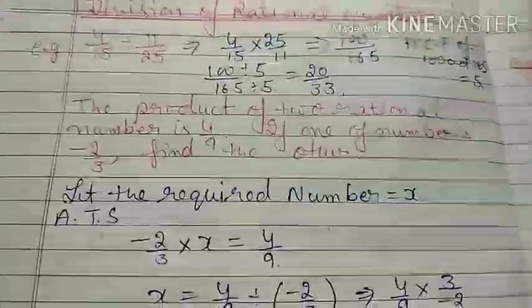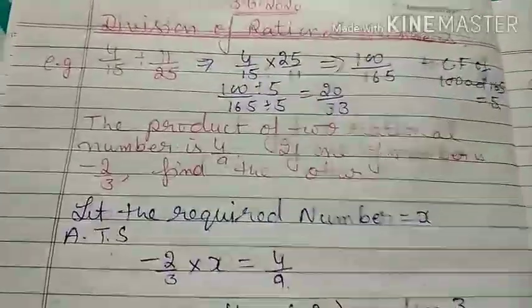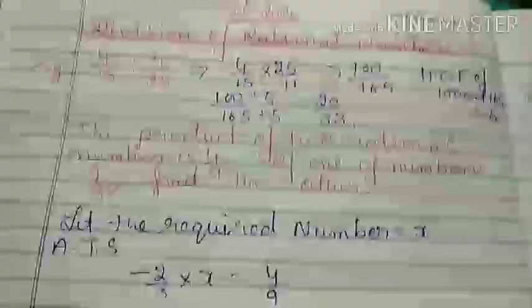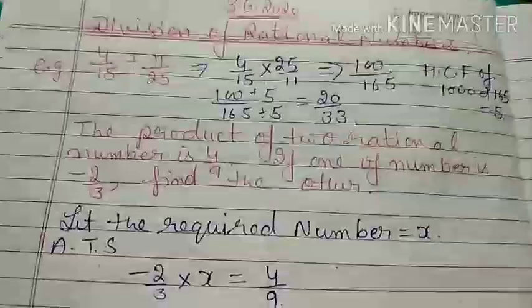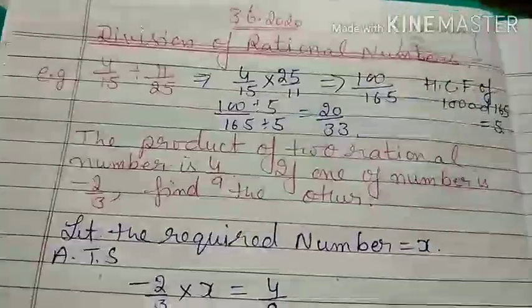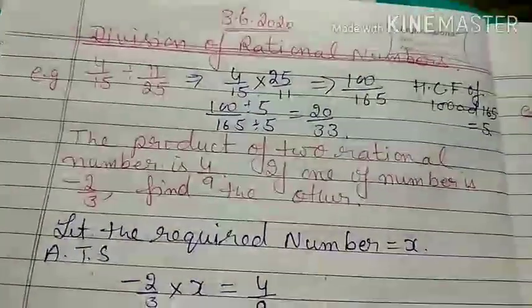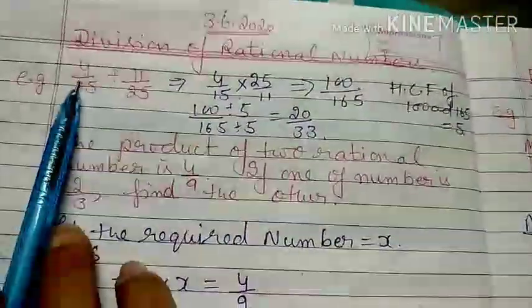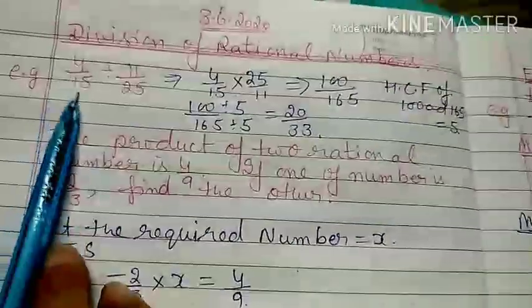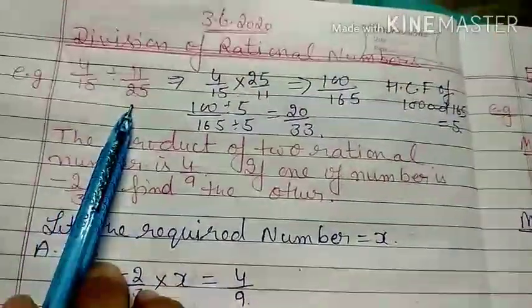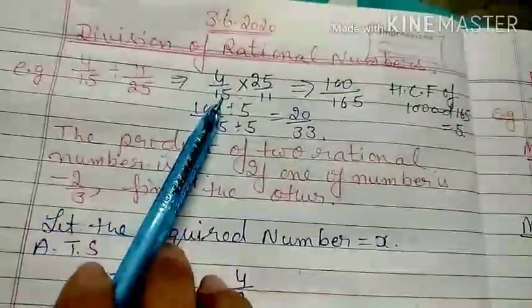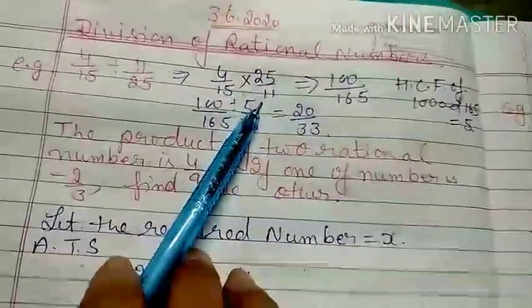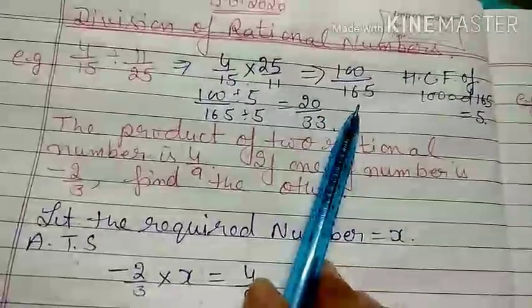What will you do if you have division of rational numbers? Actually, in division of rational numbers, you can't divide directly. First you have to convert divide into multiplication and apply the multiplication property. Here, if I have a question, 4 by 15 divided by 11 by 25, when you convert divide into multiply, 4 by 15 into 25 by 11 gives me 100 by 165.